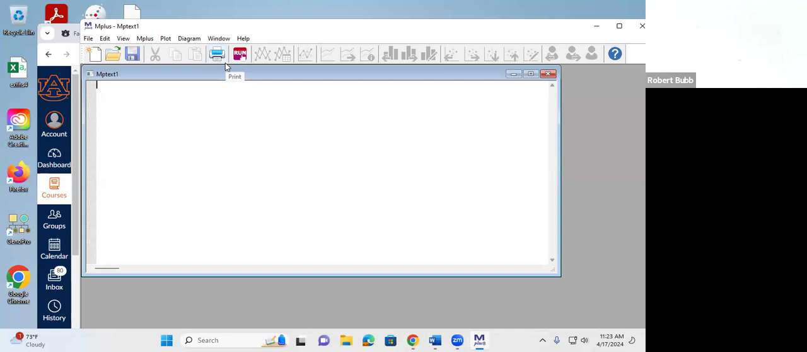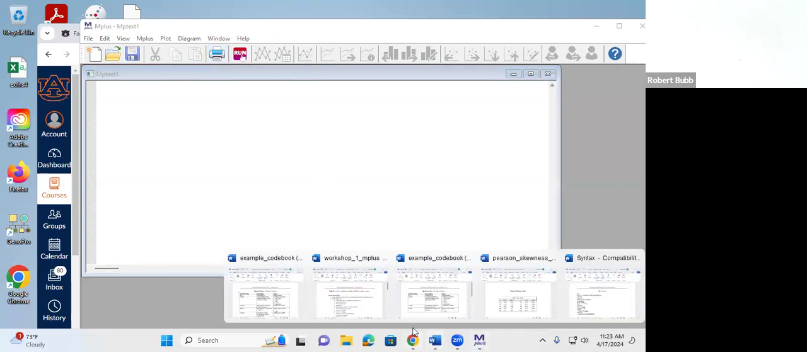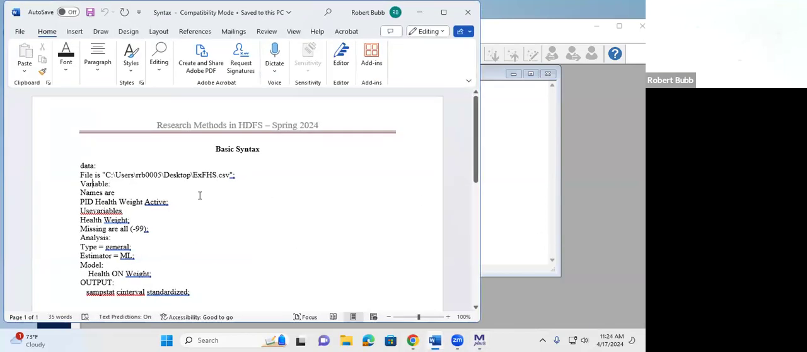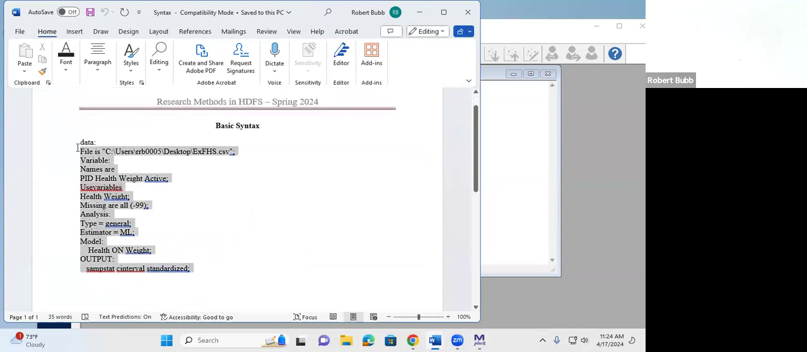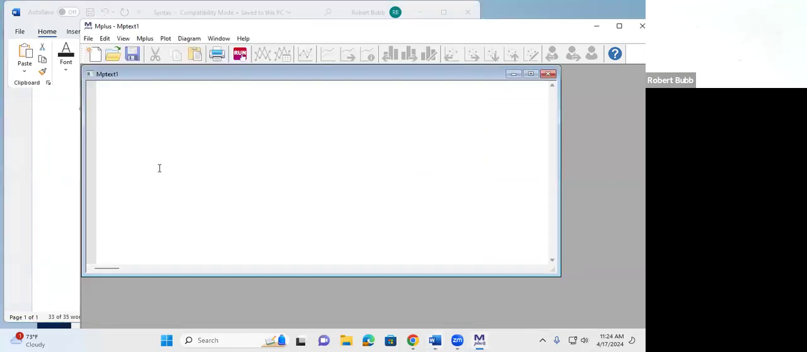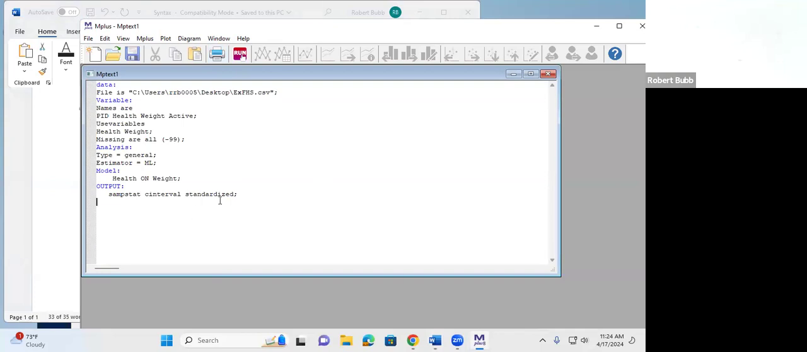Okay, so all right, there is that syntax file that you can open up, that Word document that's labeled syntax. And what I'm going to do is copy this over. Again, you don't have to worry about spacing or colons or semicolons or anything like that. It's already in there. So you need to do some edits to it.